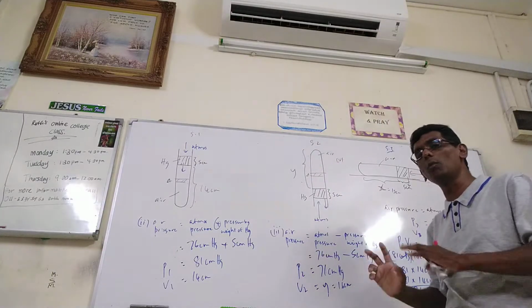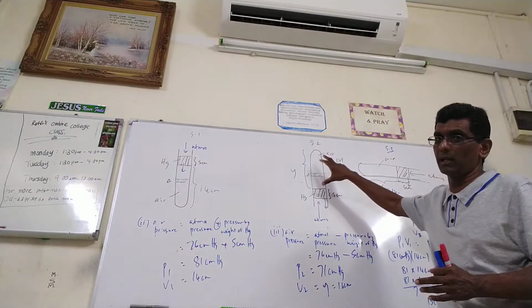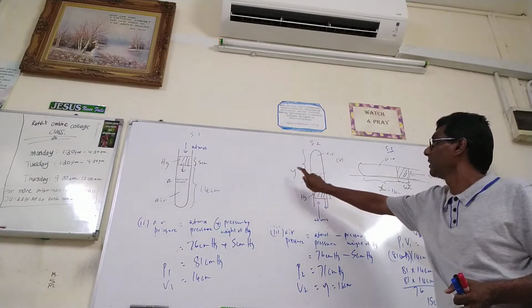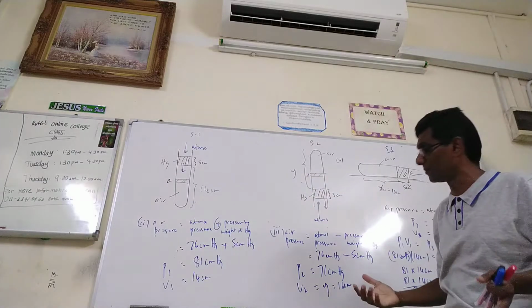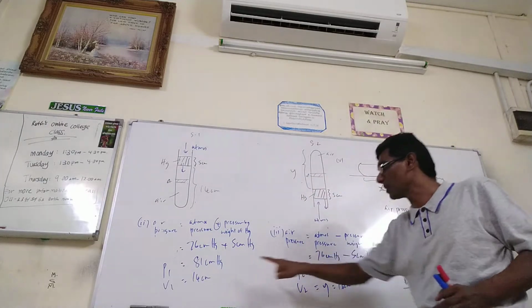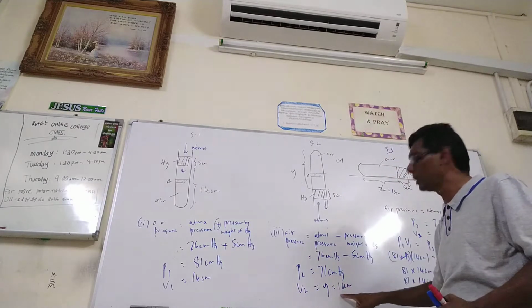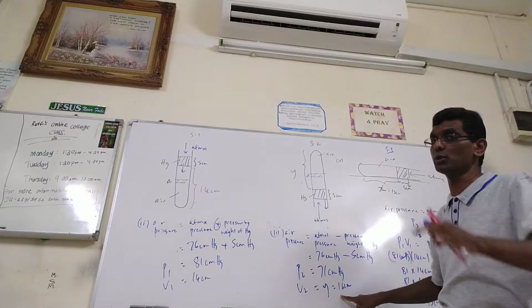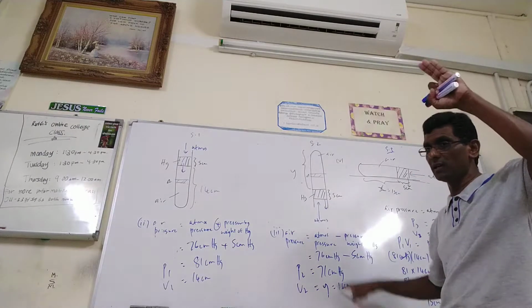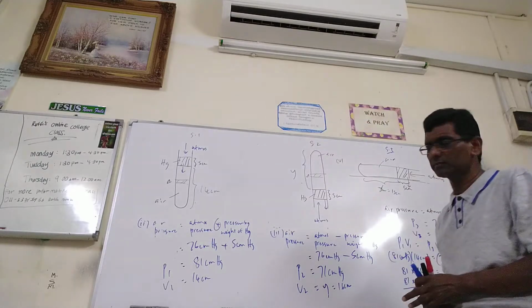Why is the volume of the trapped air increased? Okay, because the pressure has decreased, the volume is increased. That's what Boyle's law says. Pressure increase, volume decrease. Pressure decrease, volume increase.